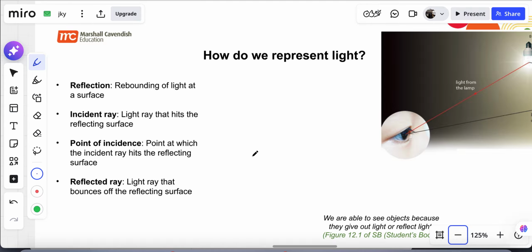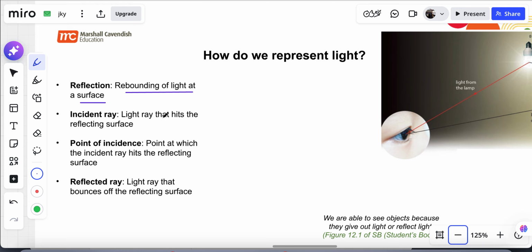First of all, we say reflection is the rebounding of light at a surface. I think we already explained this. It's the rebounding of light when it hits a surface. When a light hits a surface, it rebounds. The rebounding of light when it hits a surface is called reflection.